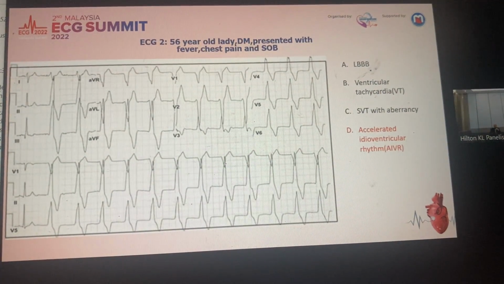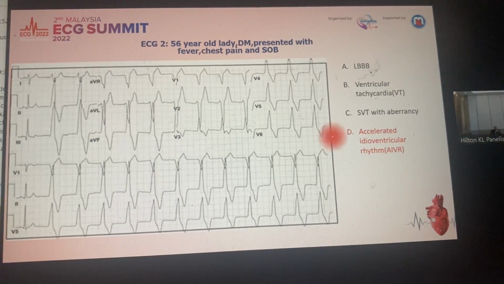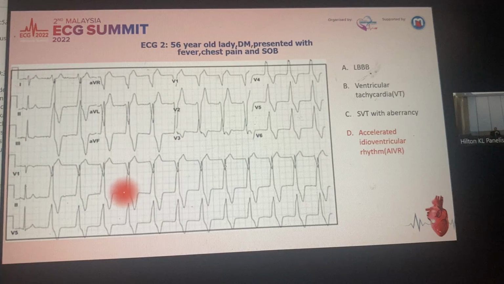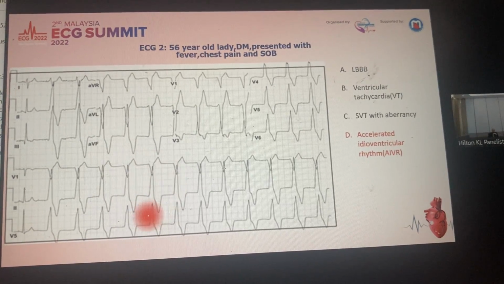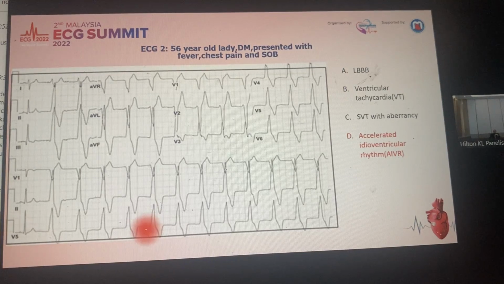Next, a 56-year-old with shortness of breath. So the correct answer would be AIVR here. So what are the features in this ECG? There is a prolonged QRS complex, a broad QRS complex.